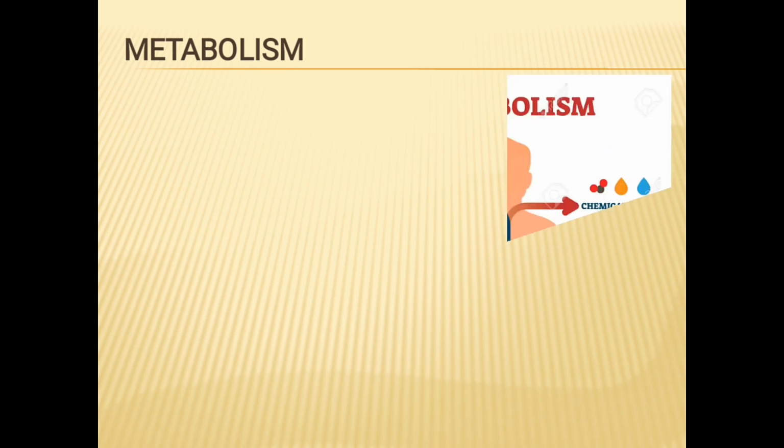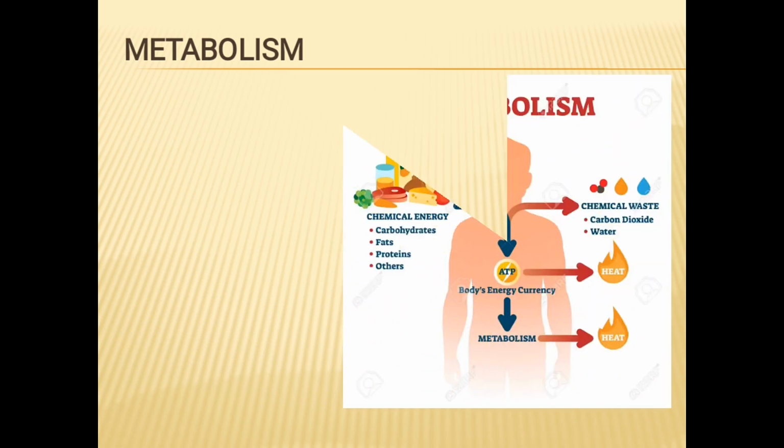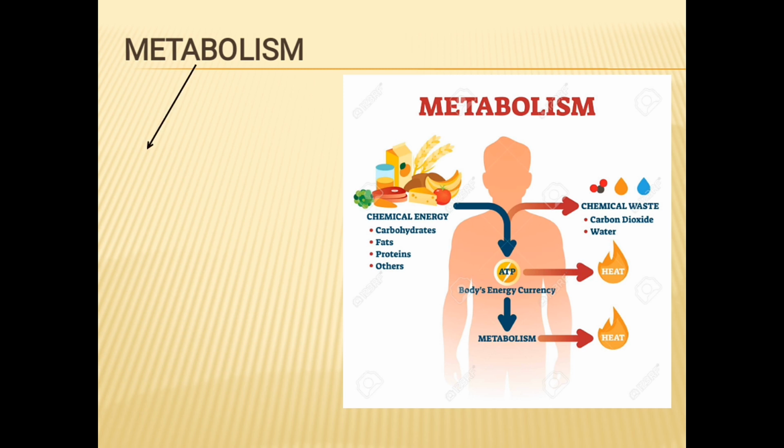Now we talk about metabolism. So what is metabolism? Metabolism is the chemical reaction in the body cell that changes food into energy. So there are a lot of chemical reactions that take place in the cell of an organism. The function of these chemical reactions is to convert food into energy. And that energy is used to do everything from moving to thinking and to growing.